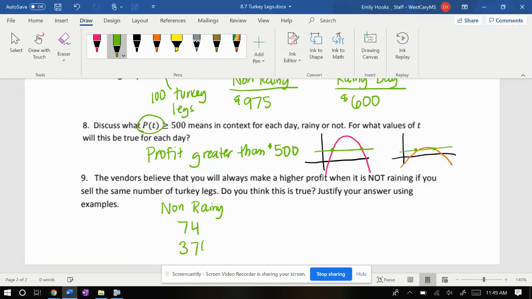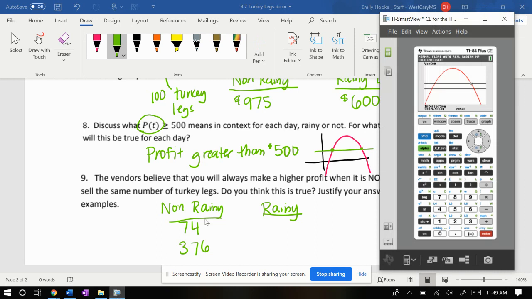All right, and then for my rainy day, now I'm going to turn my red one off and turn my blue one back on. And again, you guys can do this if you go to your y equals. You go over to the equal sign, you press enter, and then go down to the red one and press enter. So now the cursor isn't black anymore, which means the red one's off and the blue one's on. So now I can find those intersections.